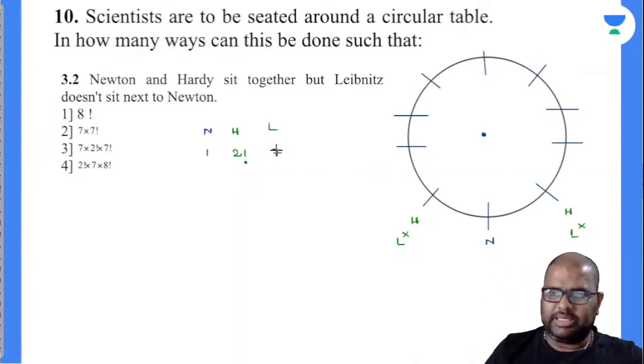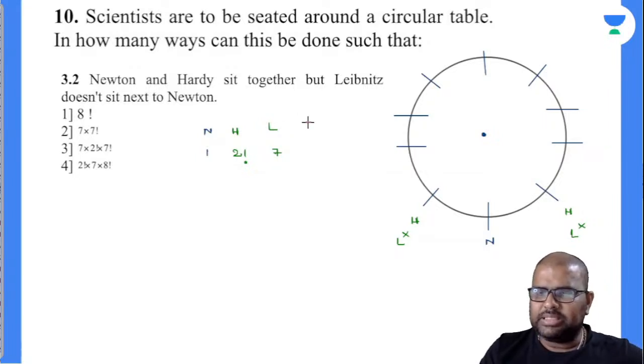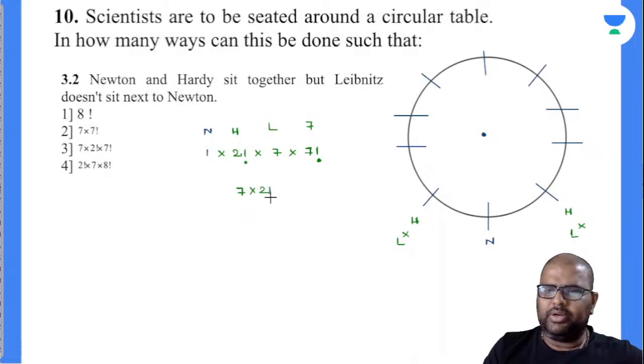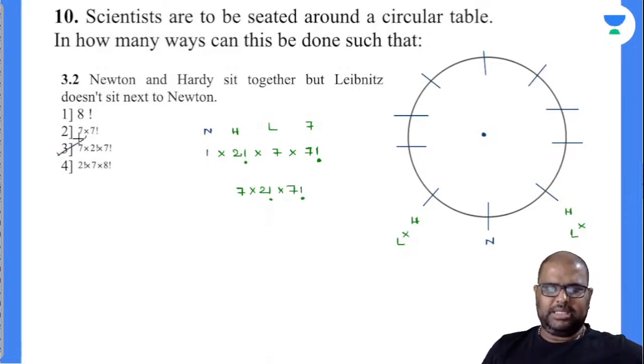So totally you made 3 persons to sit there. How many persons are left over? 7 persons are left over. These 7 persons can be arranged in 7 factorial ways. So finally, this is your answer there. I hope you got my point. So according to the options, 7 into 2 factorial into 7 factorial is the answer. Which option satisfies? Your option number 3 exactly gives the answer.